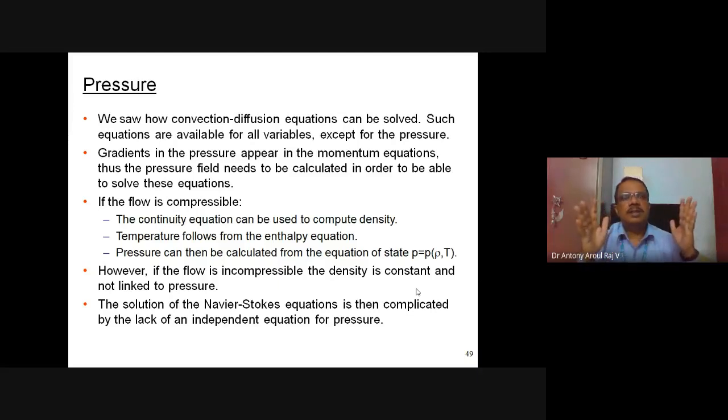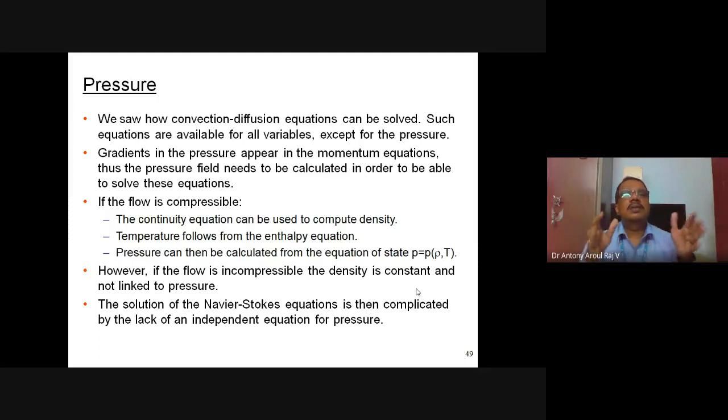So what will we be interested in? We will be interested in the velocity plot, pressure plot, and temperature plot. Velocity we will get from the three momentum equations. Temperature we will get from the energy equation. In the continuity equation, you don't have the pressure term.